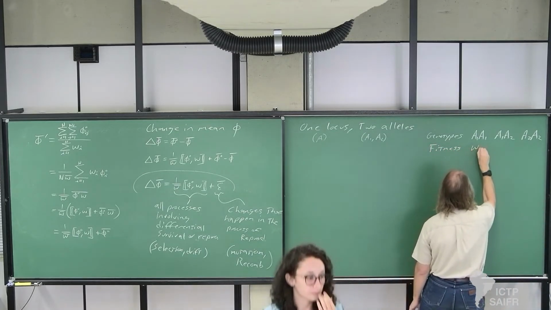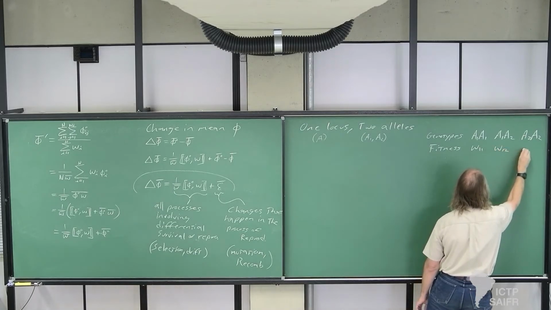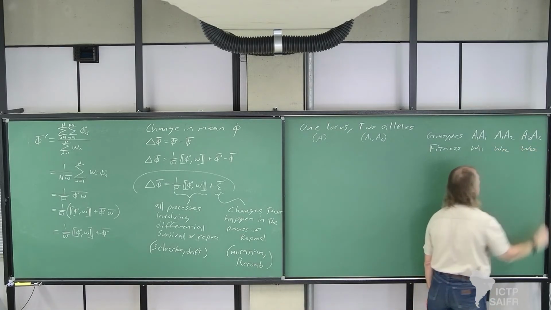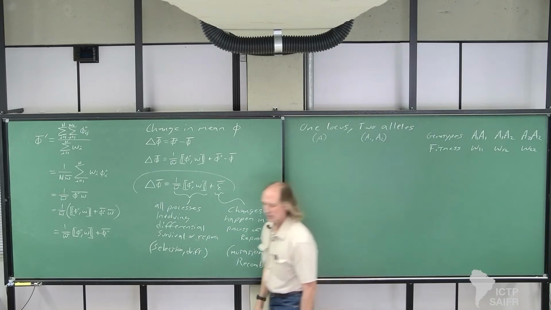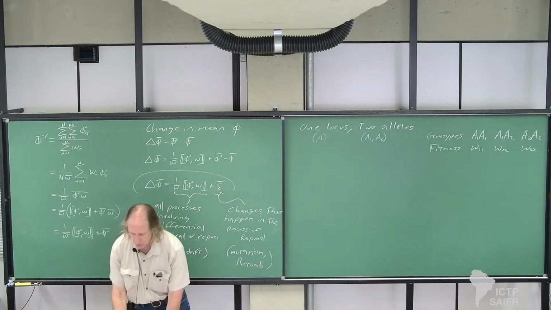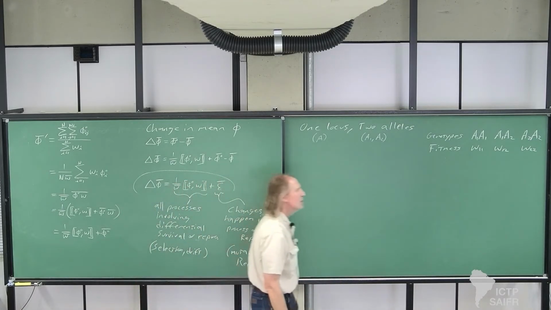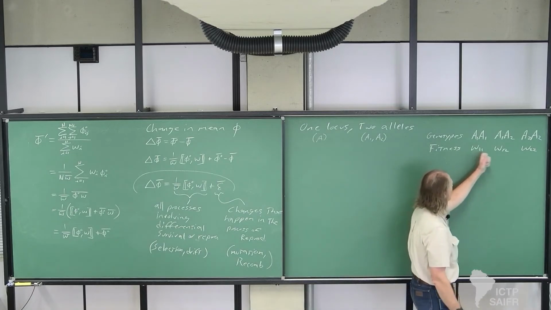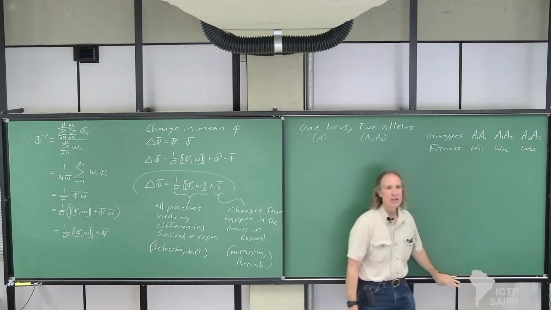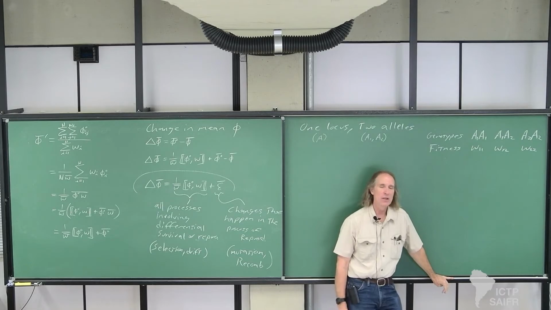Call this W11, W12, W22. Okay, so just assigning fitness values to it. For the moment, I am treating these as deterministic. In other words, I'm going to assign a number to it.